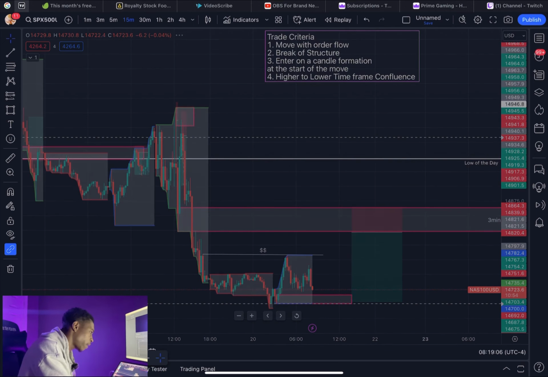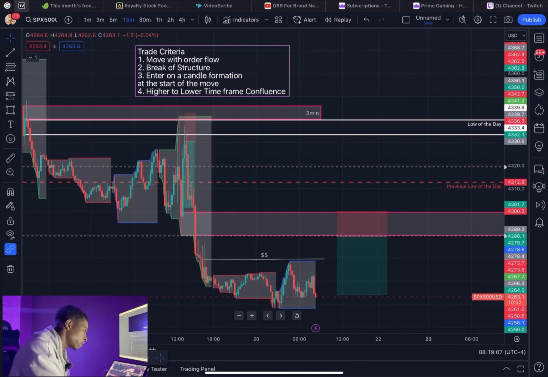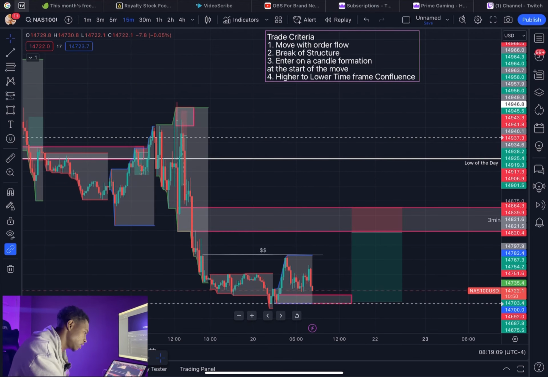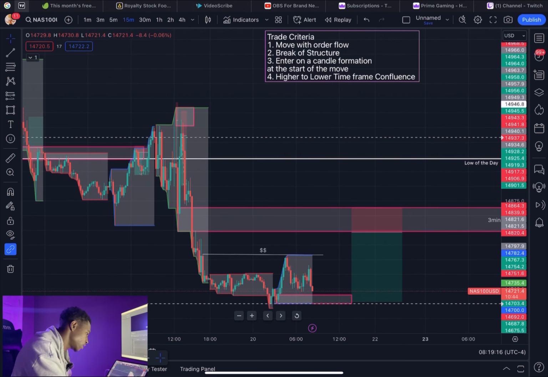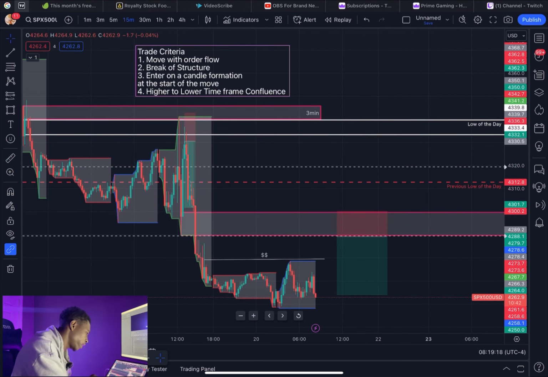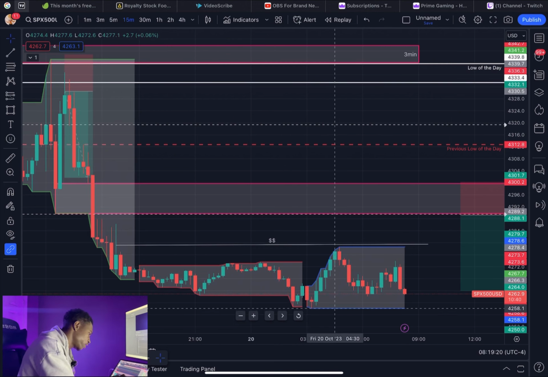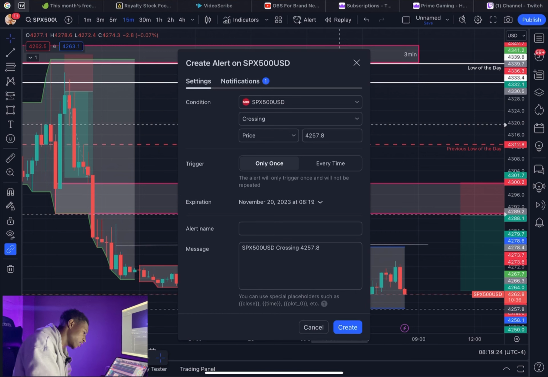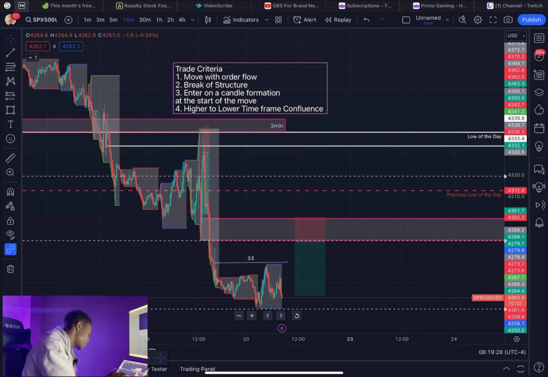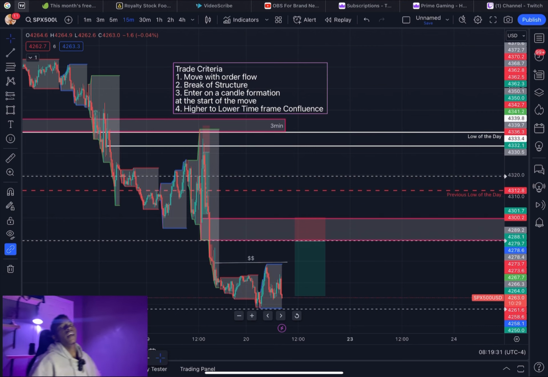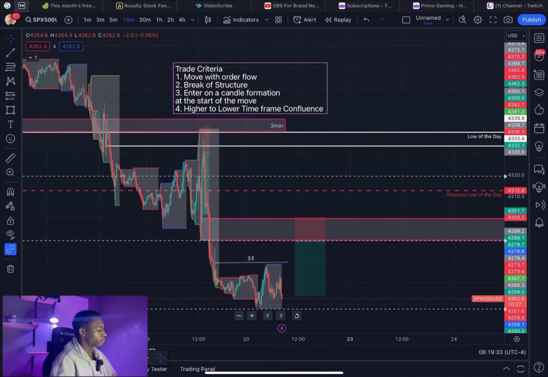I'm gonna go briefly back on NAS and S&P just to see the slight difference in the candle formations and stuff like that. Like right here, we have equal lows, so that is definitely something that might be taken out. But nonetheless, let's get started with US 30, so we can get on with our day.